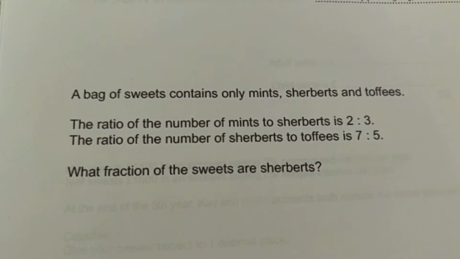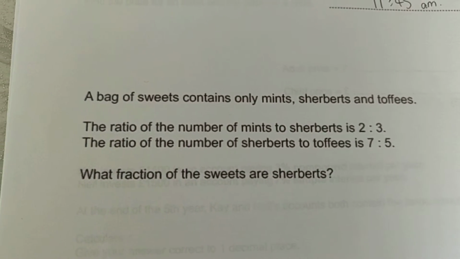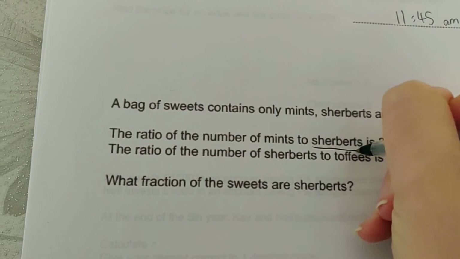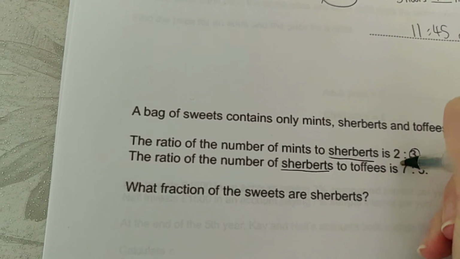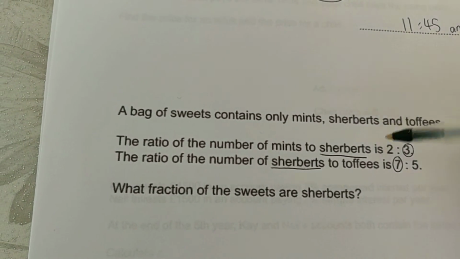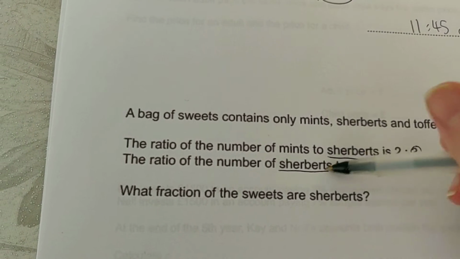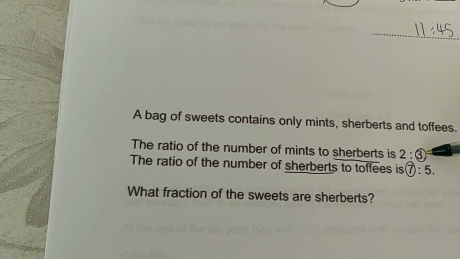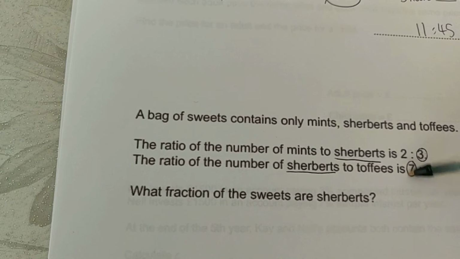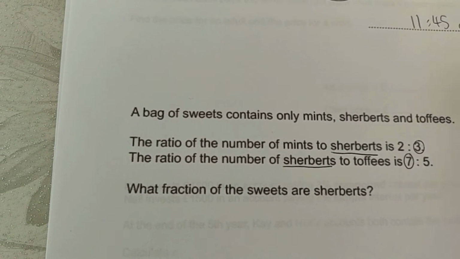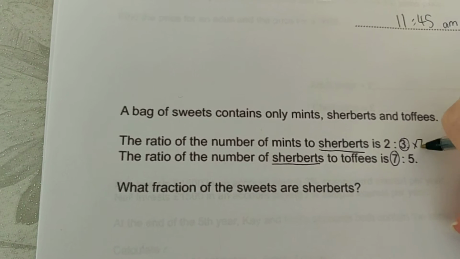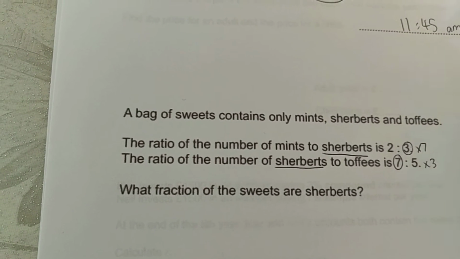Question 2. So it's a ratio one where we've got sherbets in this ratio and we've also got sherbets in this ratio. So it's always worth just checking which number is talking about the one that is actually the same. So in this case it's the 3, and then in this ratio it's the 7. So before we even start this question we want to make these the same. So I would have to times this ratio by 7 and this one by 3.